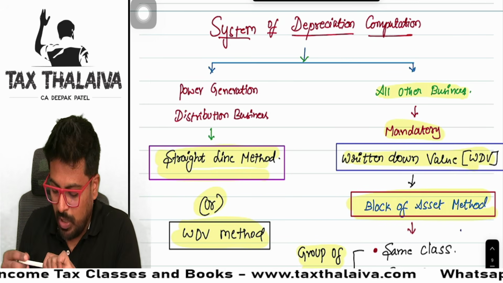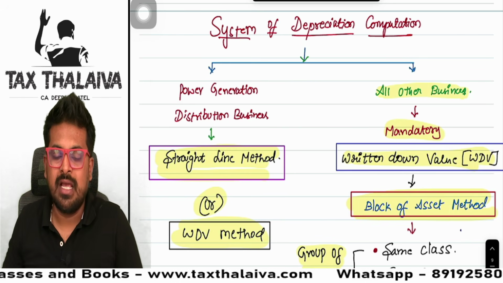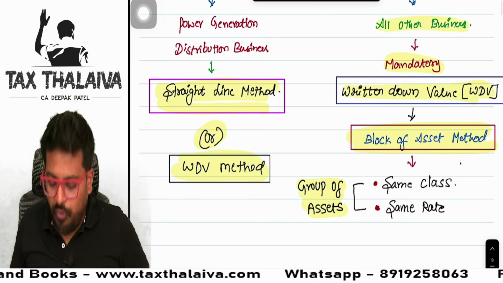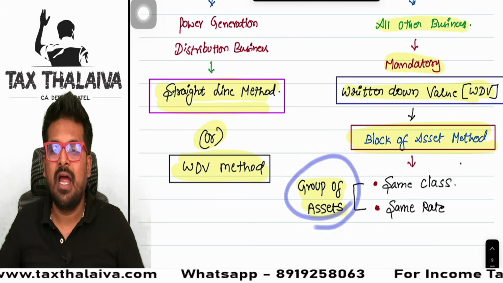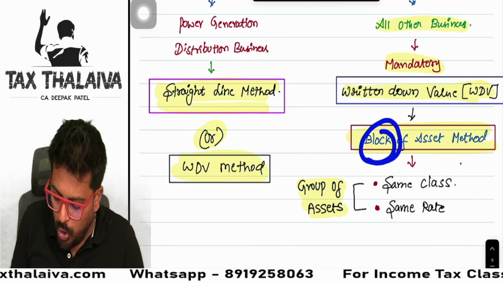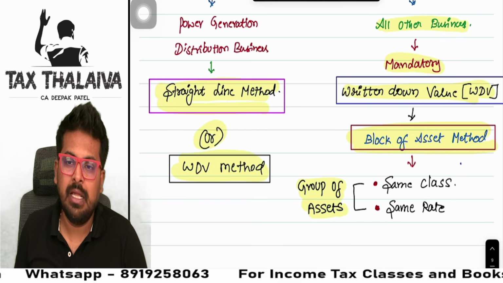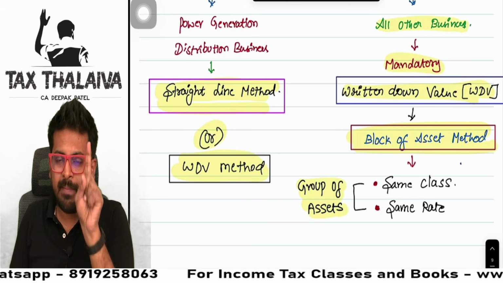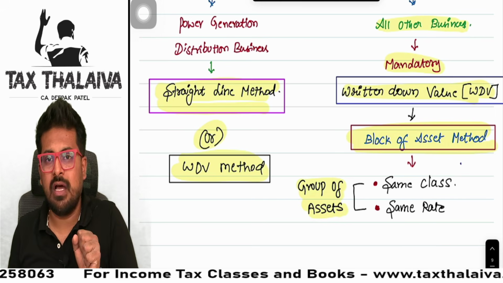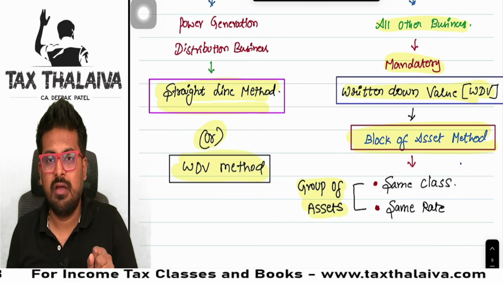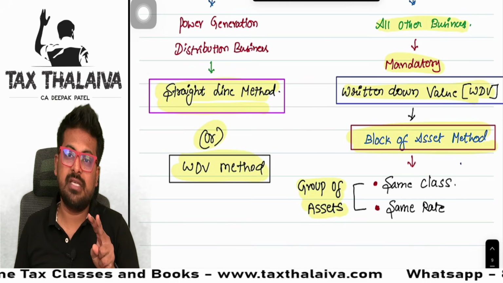You have to follow something called as block of asset method. Means you will block the assets which are falling under the same class and same rate, and you will group the assets and you will create something called as block of asset. On the total block, you will calculate the depreciation. So same class of asset. What is a class of asset? Building is a class, furniture is a class, plant and machinery is a class, intangible asset is a class. Same class and same rate of depreciation asset.